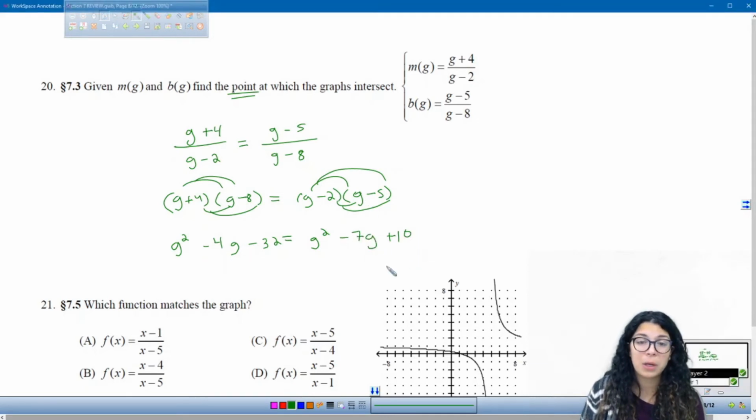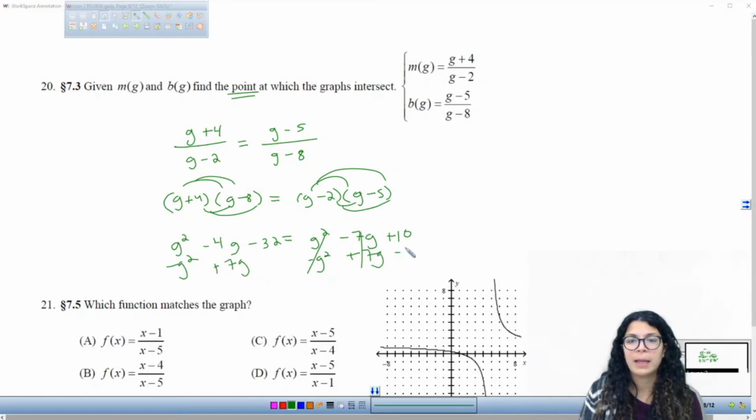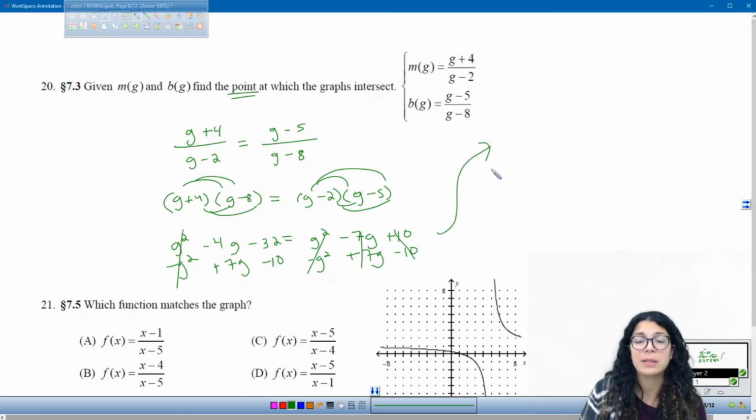Now this is going to be a quadratic, or what looks like to be a quadratic. So I think I'm going to move everything over to the left-hand side. I'm going to subtract g squared on both sides, add 7g on both sides, and subtract 10 on both sides. Now when I do that, I actually cancel out g squared on both, so this is not going to be a quadratic, which is great.